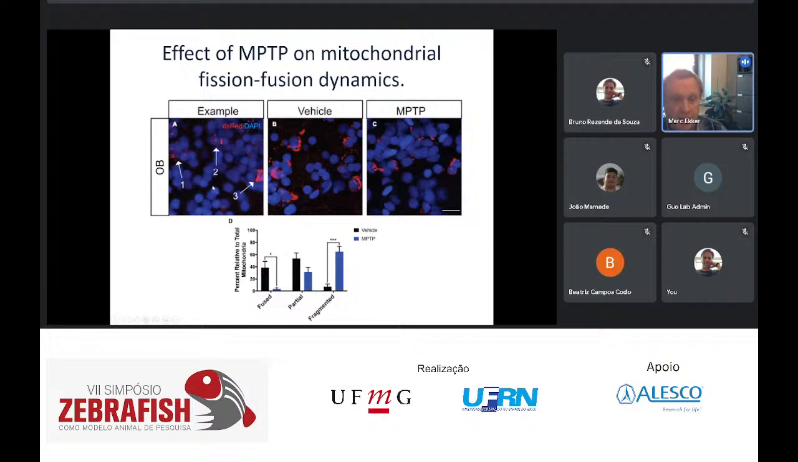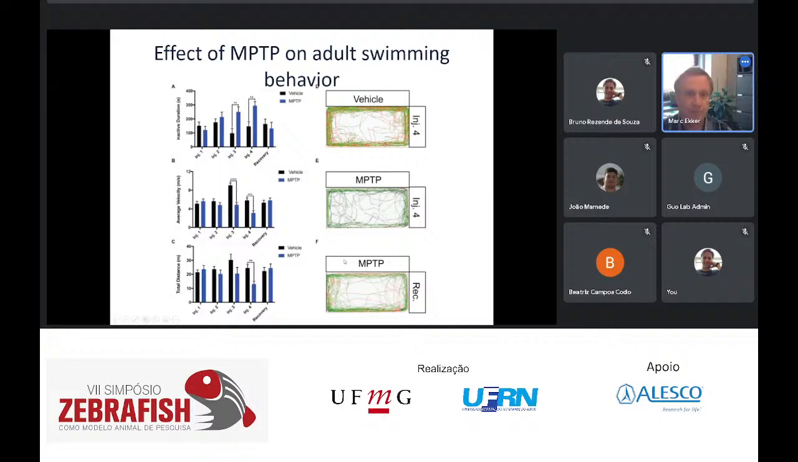So this panel on the left shows you examples of the various categories of mitochondria. And following the intracerebroventricular administration of MPTP, we saw that the number of fused mitochondria decreases dramatically in the fish that were treated with the neurotoxin, whereas the number of fragmented mitochondria increased.